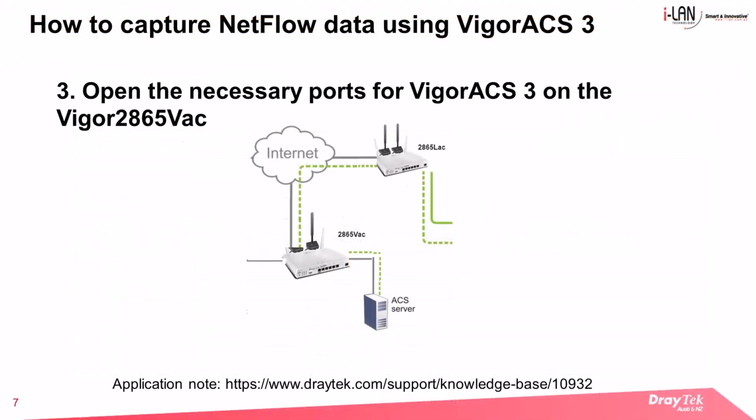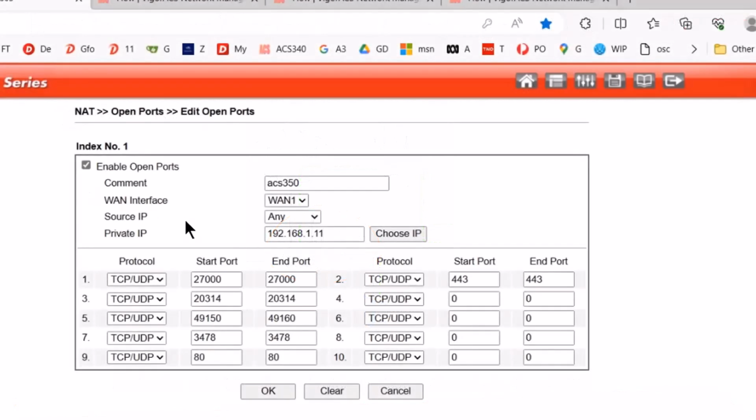Now we will open the necessary ports on the 2865 VAC for NetFlow operation. Here the ports are as specified in the application notes, such as 27,000, then 20,314, port 49,150 to 160, and also 3478, which is, by the way, not mentioned in the article.